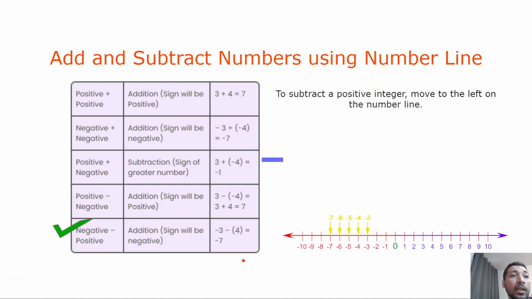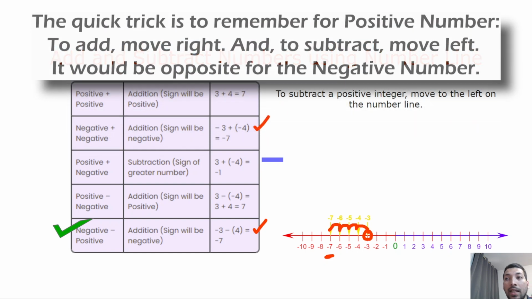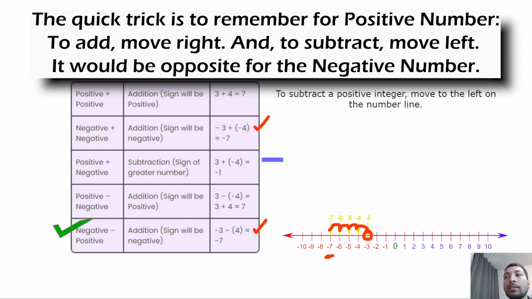Now we have the last scenario over here. We want to subtract a positive number. To subtract a positive number, we move to the left on the number line. Here we have negative 3, so we mark down negative 3 minus 4. We move 4 units to the left, which gives us negative 7. Again, this scenario of subtracting a positive integer is the same as adding a negative integer. Understanding this strategy is helpful because you can see how addition and subtraction take place on the number line.